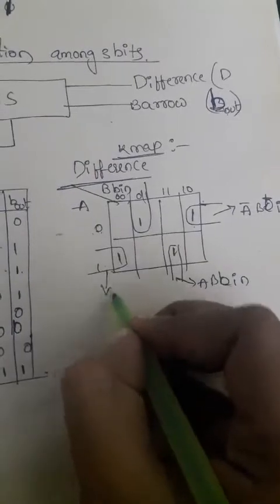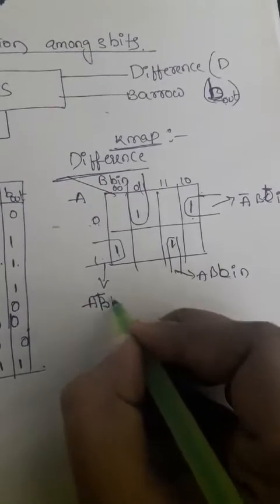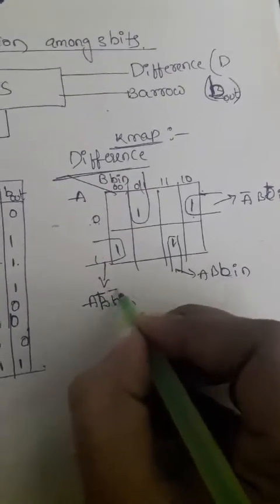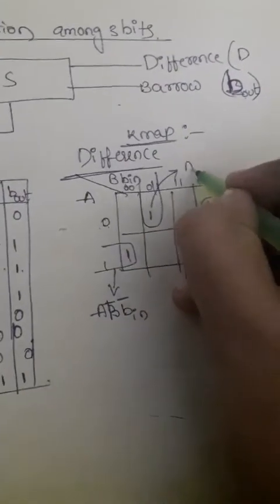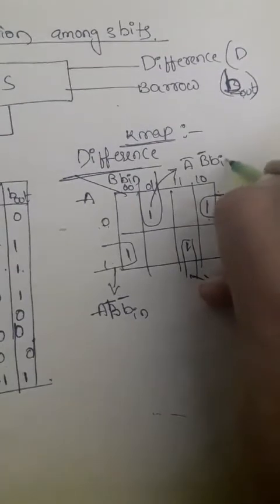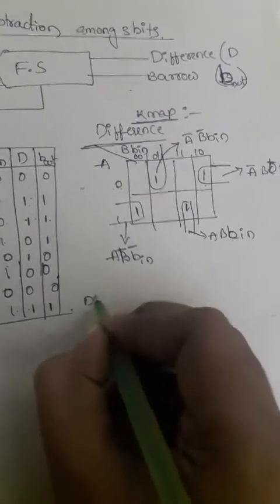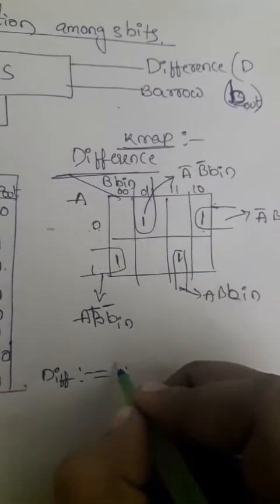Next, this is A, 0, 0, right? So B complement and borrow input complement. So now coming to this A complement and B complement, so B in. Okay, now finding the expression for difference. That is equals to the prime implicant results we are getting, just add all the prime implicants, that is the final expression for this K-map.